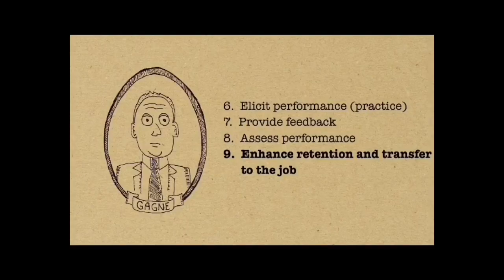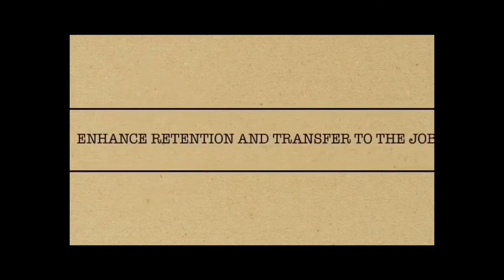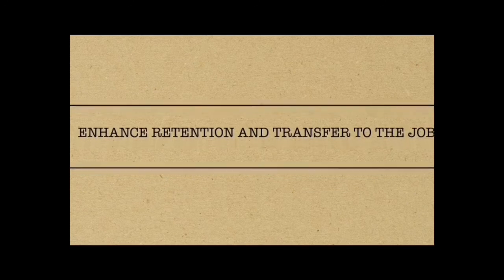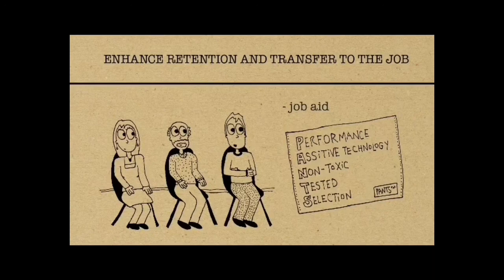Enhance retention and transfer to the job. In order for learning to take place, you've got to provide learners with a way to remember what they've learned and apply it in the right context. Let's say you just finished teaching a group of salespeople the selling points of a new product. One way you could enhance retention and transfer to the job would be with a job aid. You could send them away with a card that has an acronym that sums up the points. That way, they would be able to study and recall the points easily.